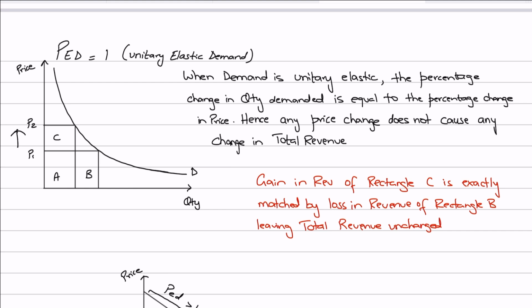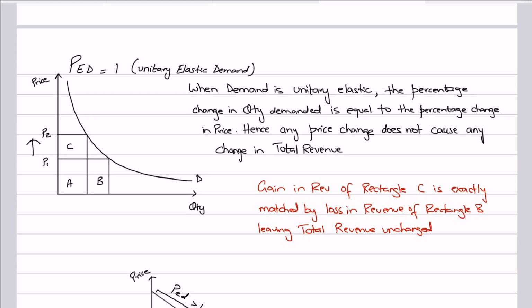So the gain in revenue, that is rectangle C, is exactly matched by the loss in revenue of rectangle B, which leaves total revenue for the producer unchanged, right? Because the quantity demanded changes by exactly the same percentage, which simply means that there is an equal proportionate change in quantity demanded following a change in price. Right, guys, that is why.